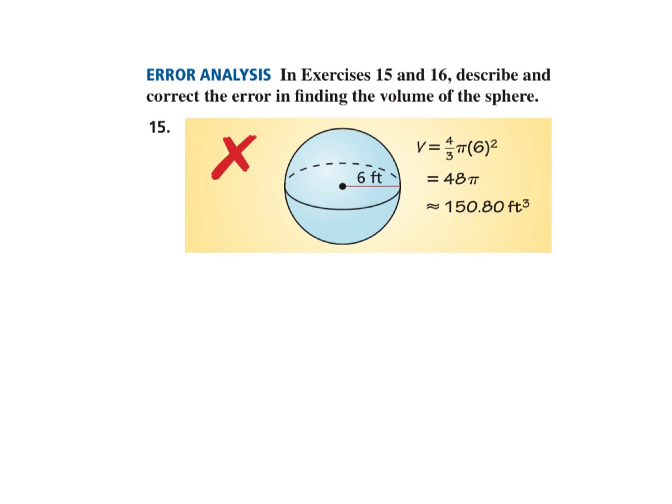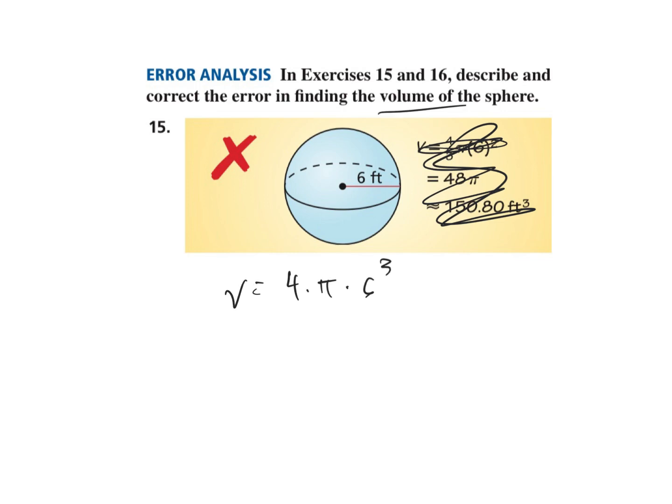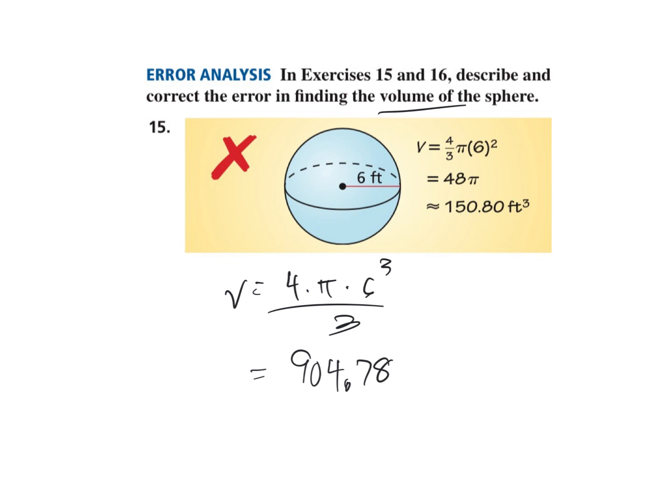Now, what they do wrong. So before you look at what they did, figure out the volume. We want volume here. So volume equals 4 times pi times the radius cubed divided by 3. So we take 6 cubed times pi times 4 divided by 3. That gives us a total of 904.78. Alright, so now let's take a look at what they did. Use the right lane. So what they do wrong, they squared their radius instead of cubing it.